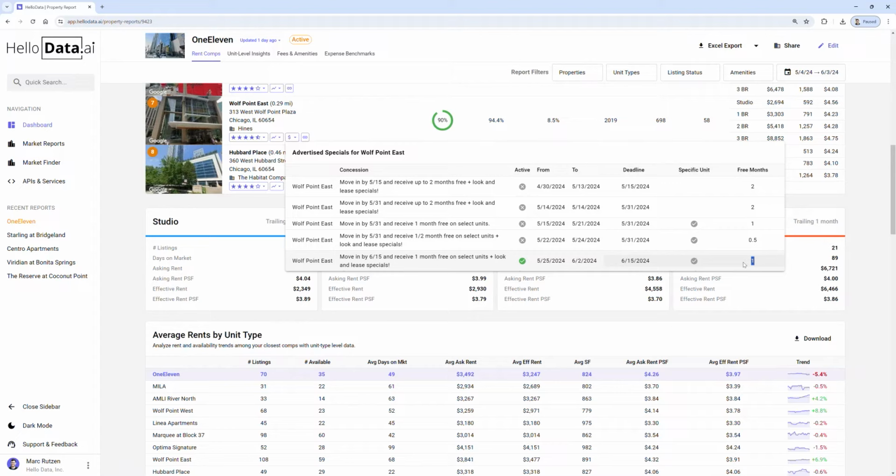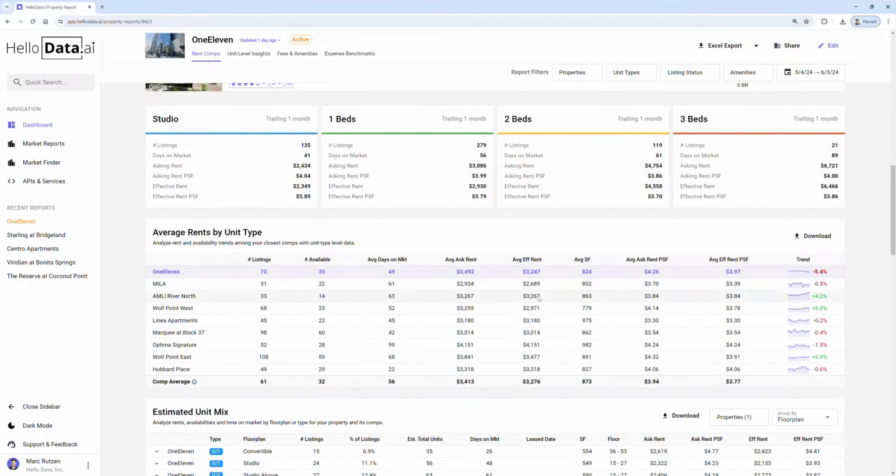And if a unit leaves the market between these two dates, we're going to apply this concession and amortize it over the lease term. Right, so that's how we get to our effective rent numbers, and that's how we populate this average effective rent column that you see in this table.